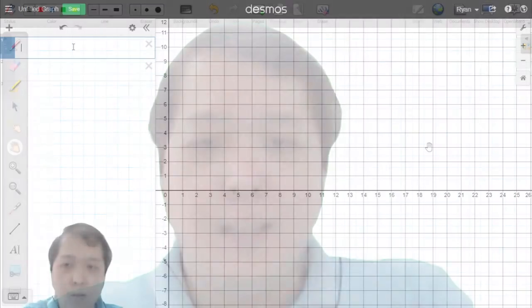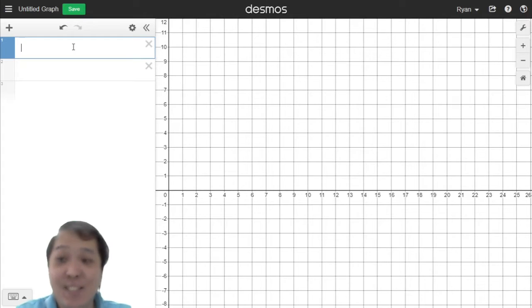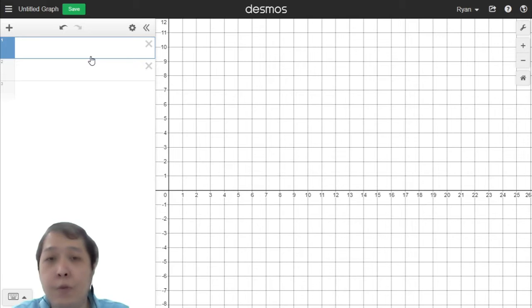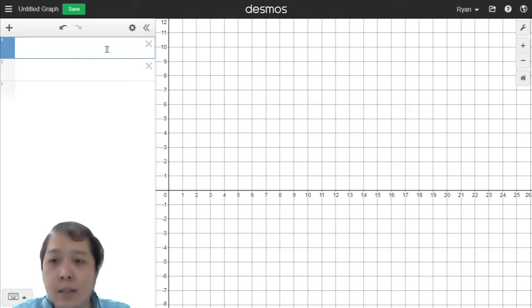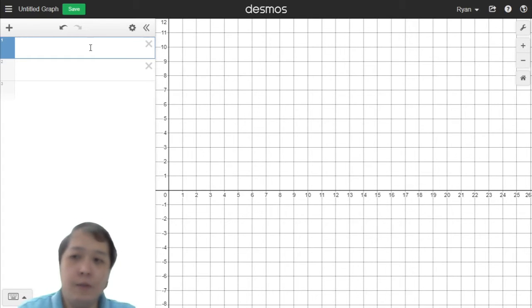Everyone knows that. Okay guys, we are going to use Desmos for the graph drawing, quite easy and light. This is a web-based app, so we don't need to install it on our laptop or PC. Just open it through the web browser.